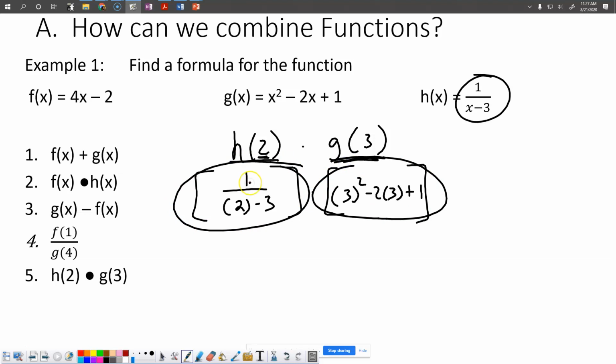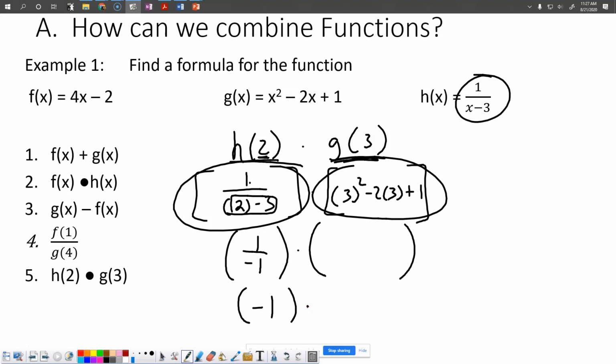So 1 over 2 minus 3. Well, 2 minus 3 is negative 1, right? And 1 over negative 1 is negative 1. All right, now let's go ahead and work with the g of x part. So we have 9 minus 6 plus 1. 9 minus 6 plus 1 is 4.